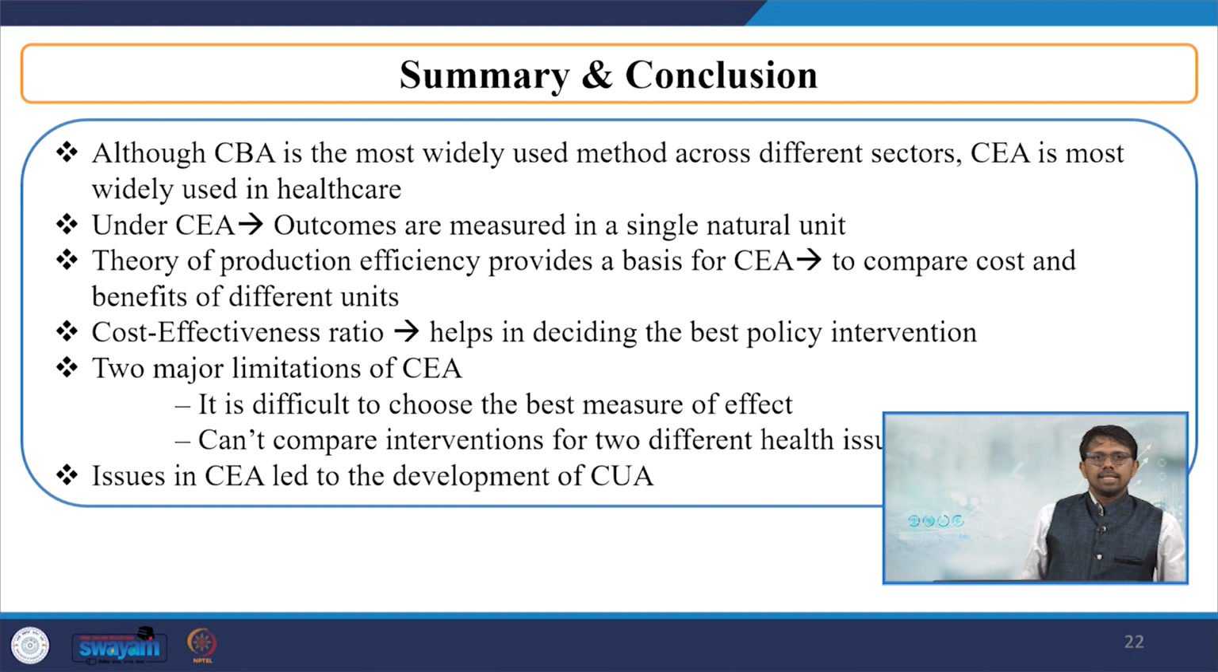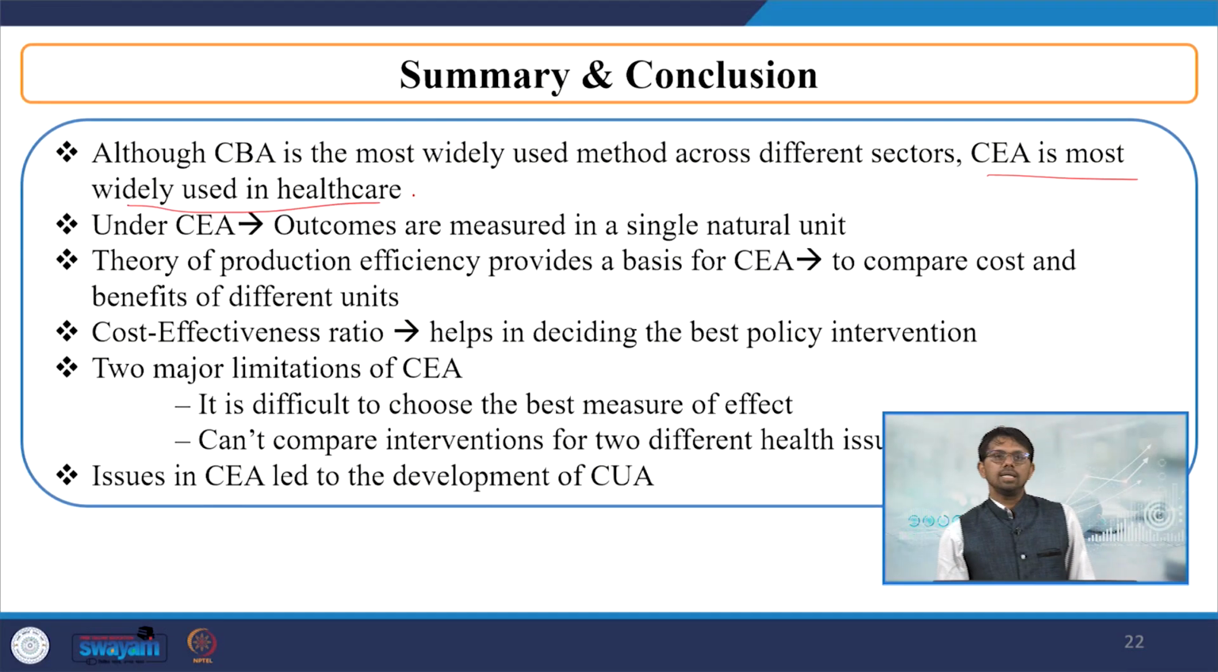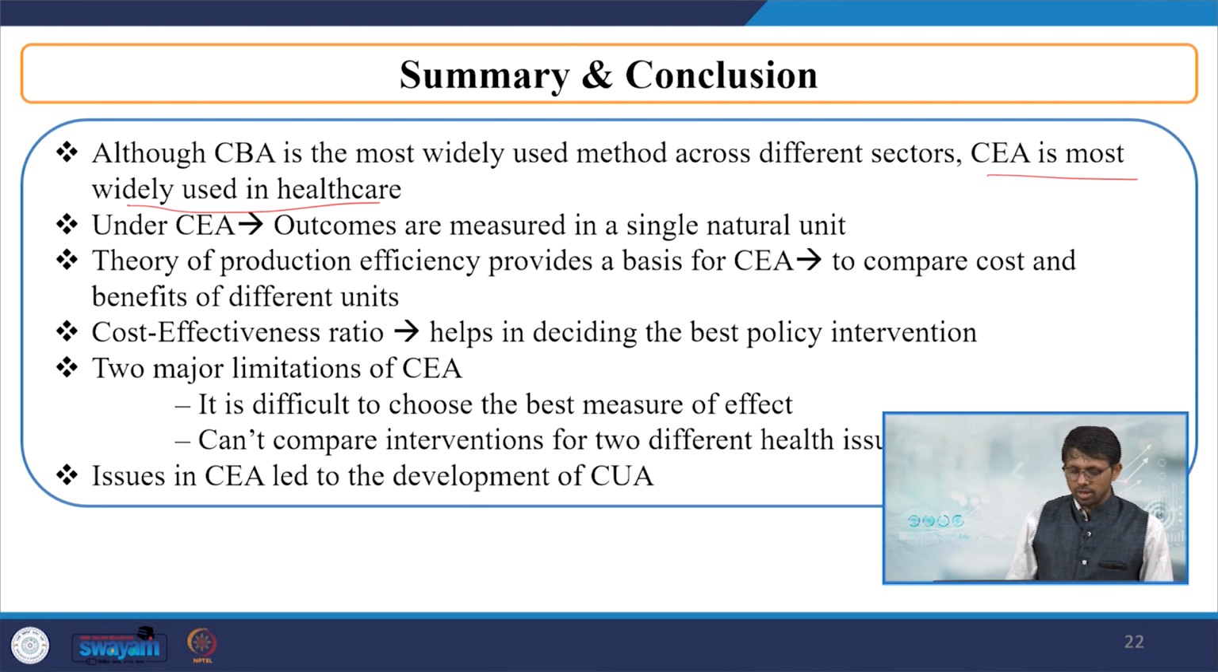So what we dealt with in this lecture, let us explain once again in short. Although cost benefit analysis is the most widely used method across different sectors, CEA is most widely used in healthcare. You can take note, this is most widely used in healthcare. Under CEA, outcomes are measured in a single natural unit. Theory of production efficiency provides a basis for CEA. This tends to compare costs and benefits of different units. Cost effectiveness ratio helps in deciding the best policy intervention.